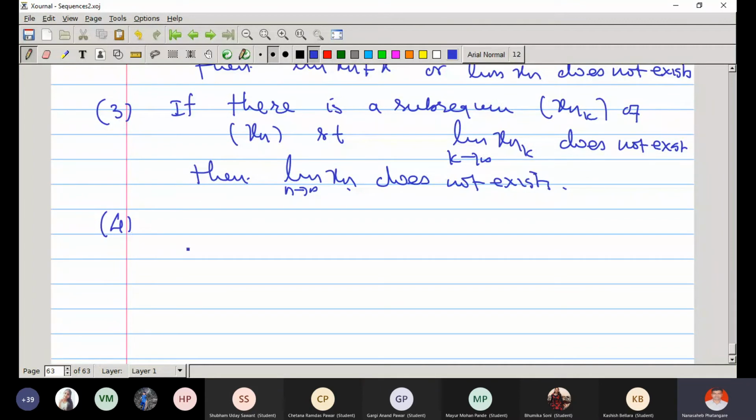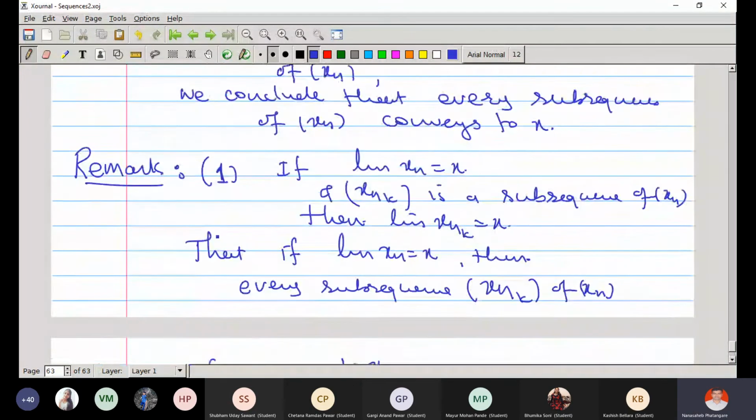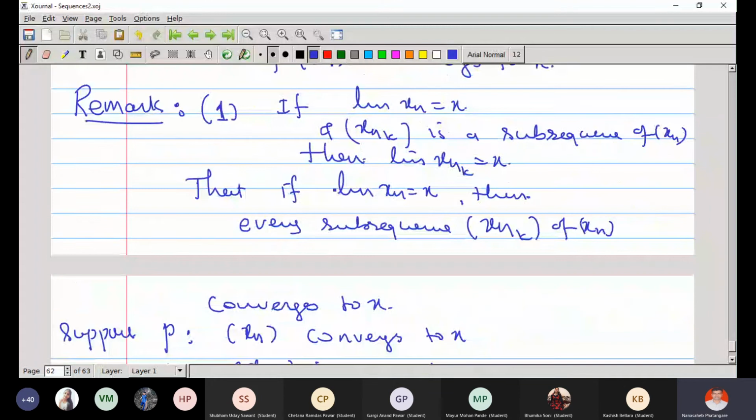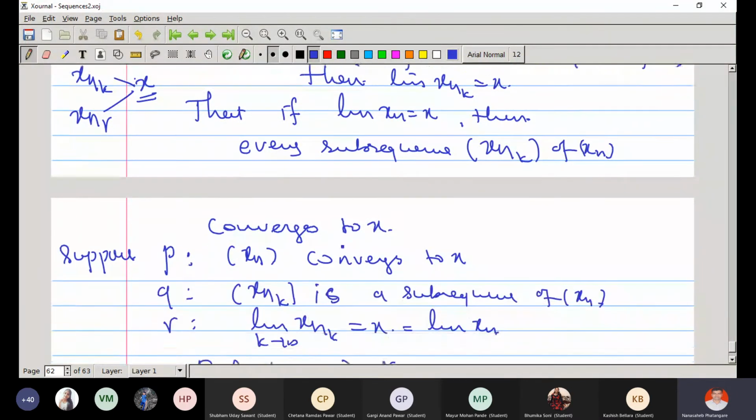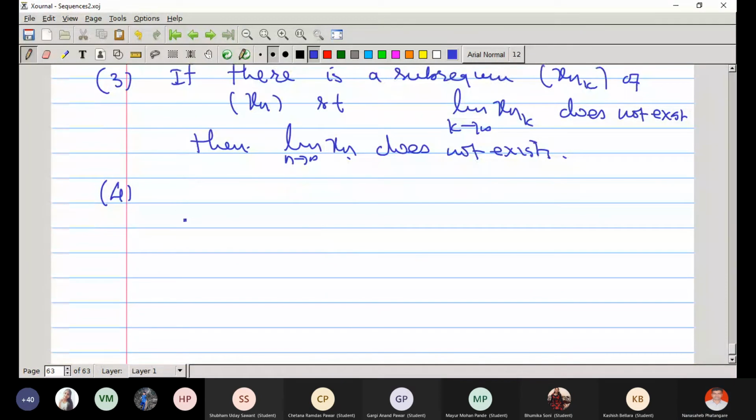Now what is another version? Okay, again recall the statement of the theorem. The theorem says that if x_n converges to x, then every subsequence, whether you take x_{n_k} or x_{n_r}, whatever, you take the sequence with even suffixes and odd suffixes, every time the subsequence converges to the same number. Right? What is the contrapositive? Another version of this contrapositive.